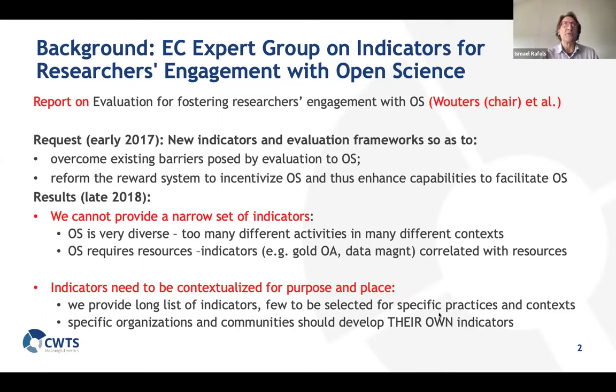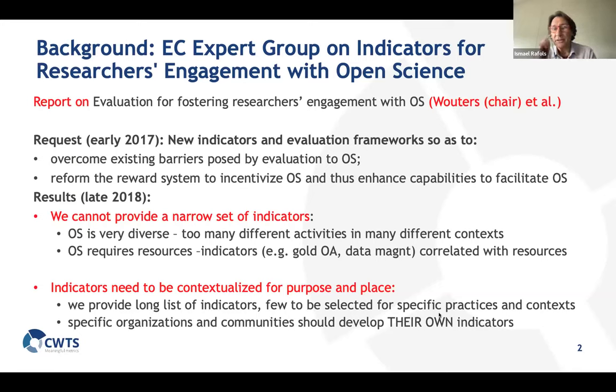The European Commission sort of wanted to have indicators on open science in order to foster the engagement of researchers. And the initial idea was to have a small set of indicators. After engaging with the stakeholders, reflecting on what we have seen in the use of indicators for evaluation, we came back saying, well, we think that it would be extremely problematic to come up with a narrow set of indicators because open science is extremely diverse.